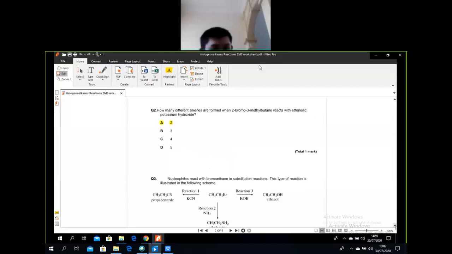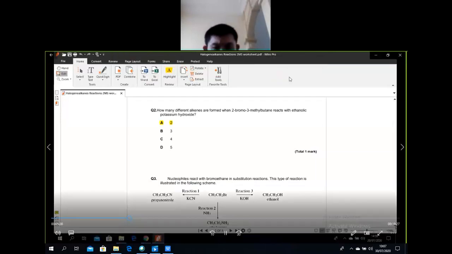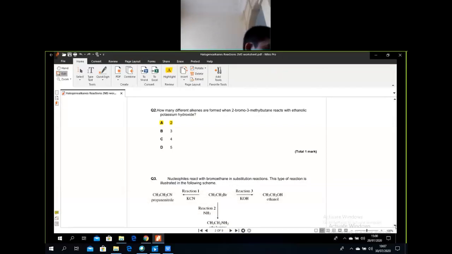Okay, and then how many different alkenes are formed when 2-bromo-3-methylbutane reacts with ethanolic potassium hydroxide? There must be 2, and one is the major and the other one is the minor. The major is according to the theory of Markovnikov's rule.